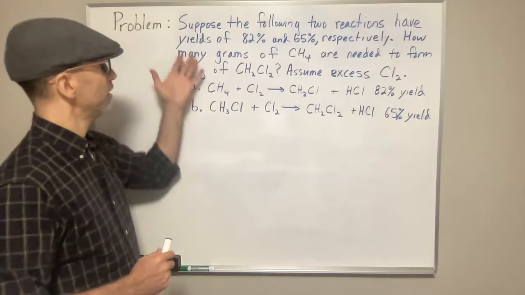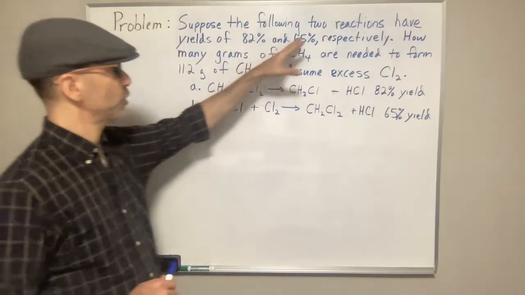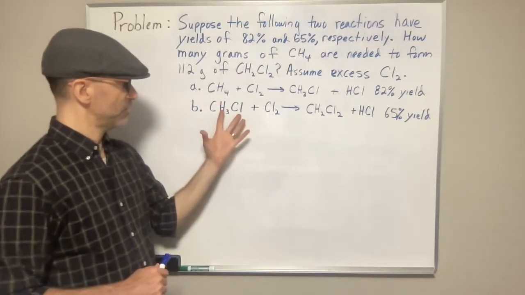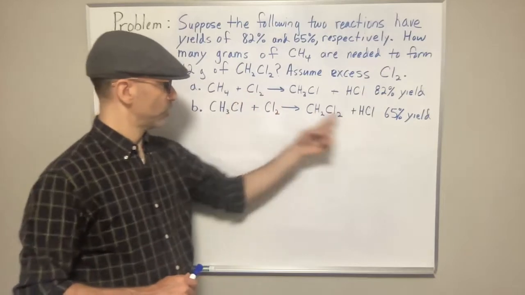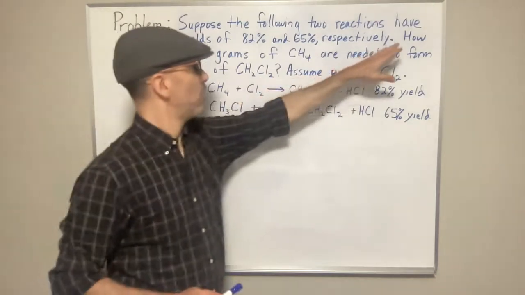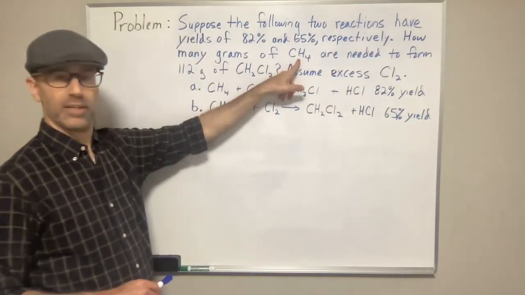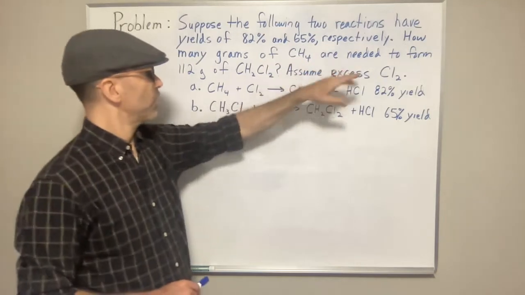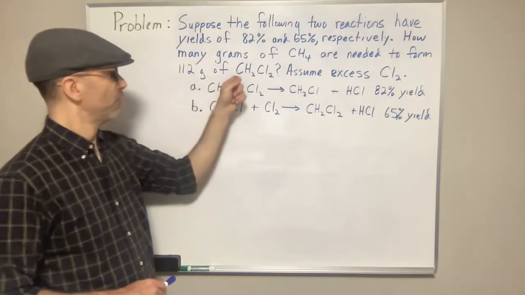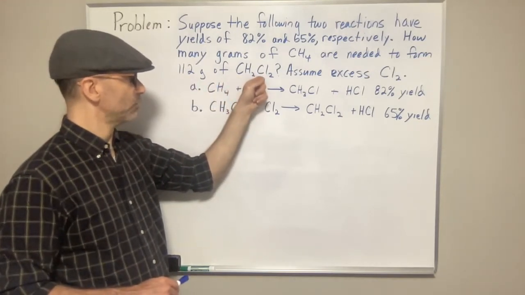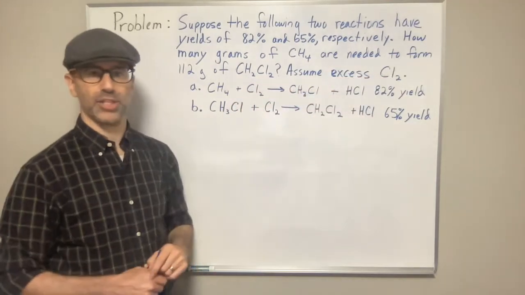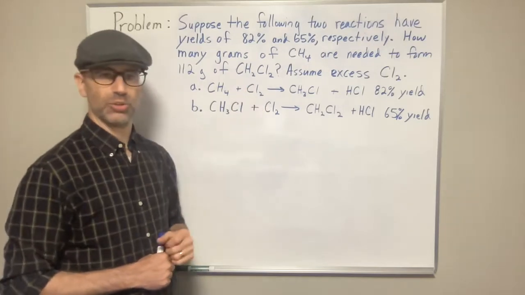So this is our problem. It says, suppose the following two reactions have yields of 82% and 65%. So here we have the two reactions. This one has 82% yield and this one has a 65% yield. Then they want to know how many grams of methane, CH4, are needed in order to guarantee that you're going to get 112 grams of CH2Cl2. And you assume you have enough Cl2, so you have excess Cl2 to keep the reaction going. We don't need to worry about Cl2 running out.